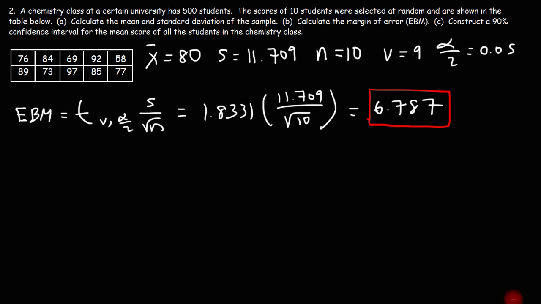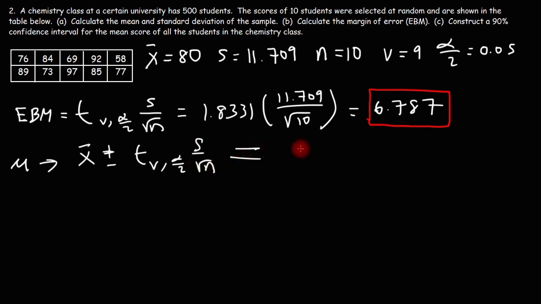Now let's move on to part C. Construct a 90% confidence interval for the mean score of all the students in the chemistry class. So we know the mean is going to be somewhere between x bar plus or minus our t value times s over the square root of n. And so we know that x bar is 80, and all of this, which is our EBM value, that's 6.787.